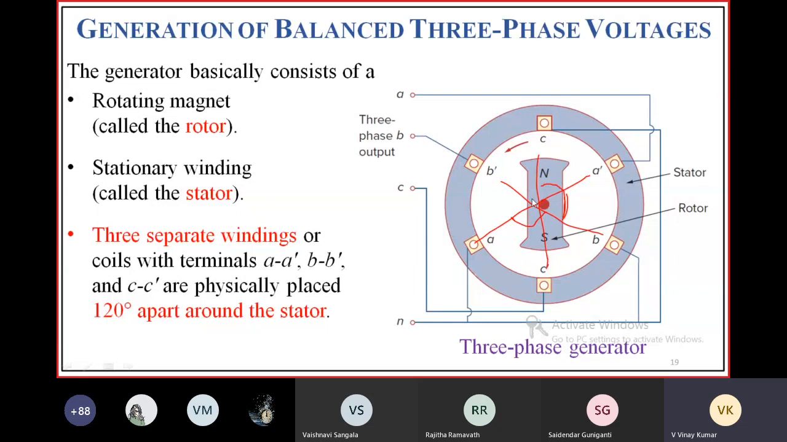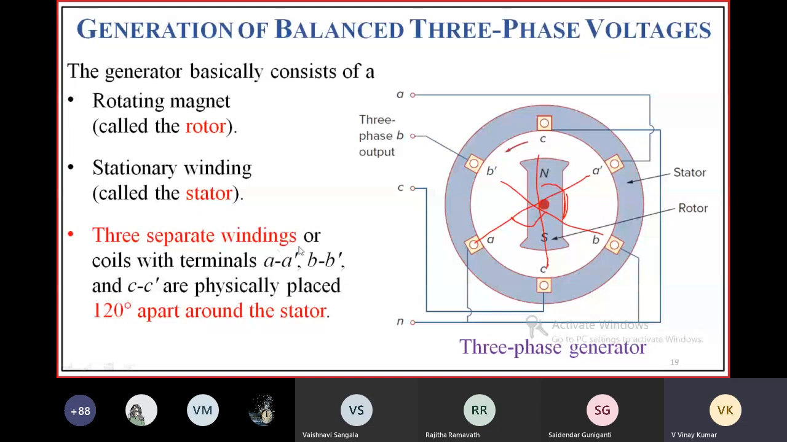let me rotate this magnet. Here we are rotating the magnet. Instead of rotating coils, we are rotating the magnet. The rotating magnet is called the rotor. Here we are rotating the magnetic field. The coils are stationary windings, so called the stator.